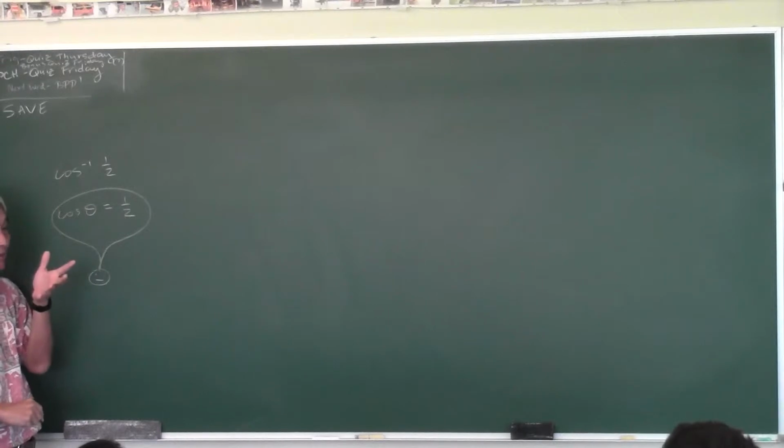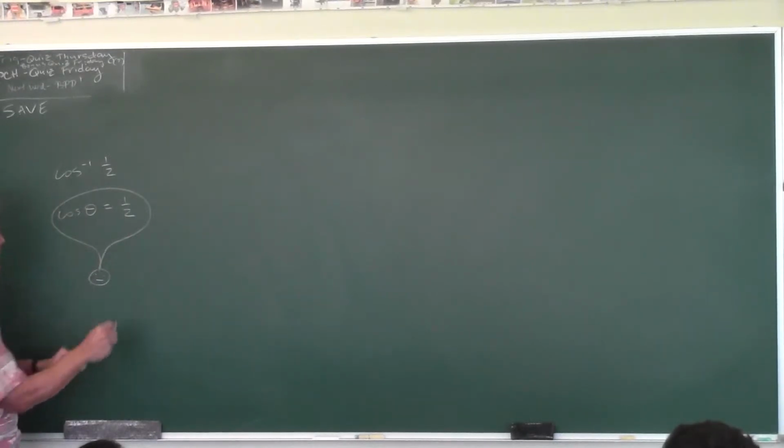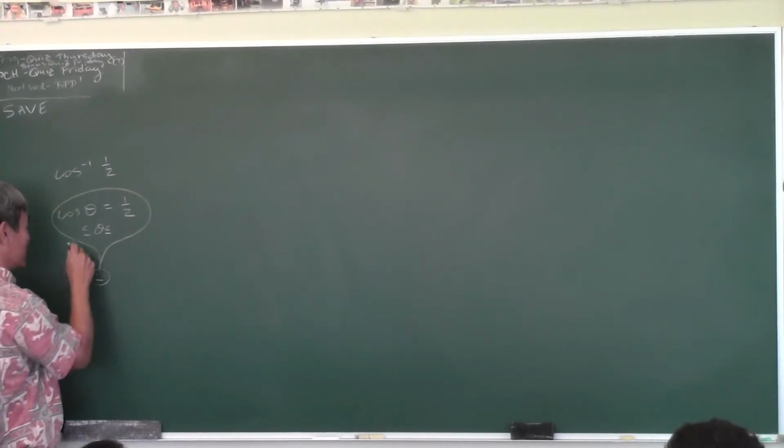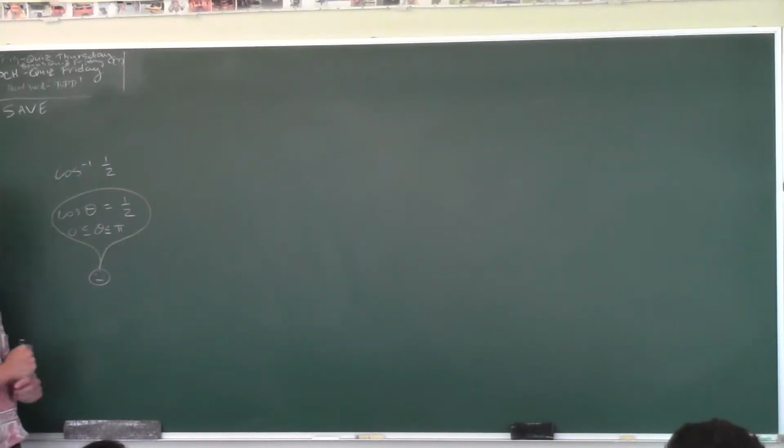Cosine of what angle is 1/2, but the answer has to be within a certain range. It has to be between 0 and pi. Yeah, because that's the range. Okay? So let's see if we can do it.